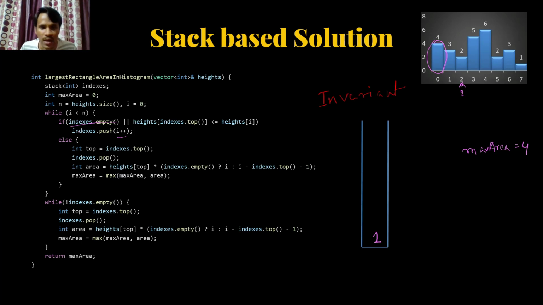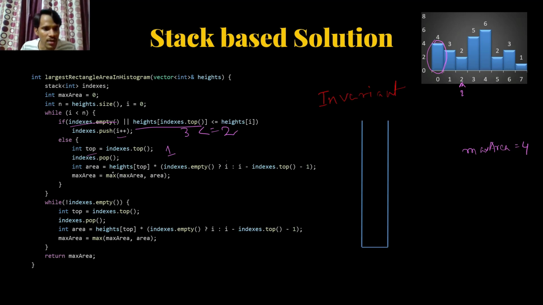So again we check if the stack is empty. No, so we check whether the top element in the stack, which has height 3, is less than or equal to the current element being processed, 2. In this case also it is false. So we go to the else part. We find the top index as 1. Okay, so we pop this out.